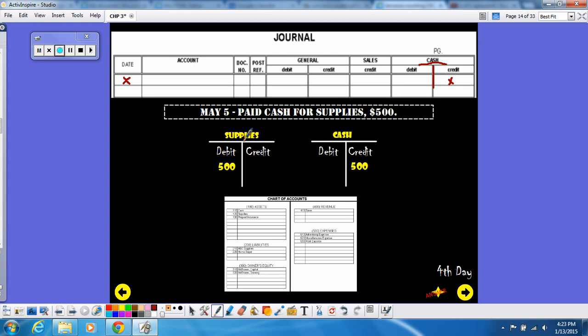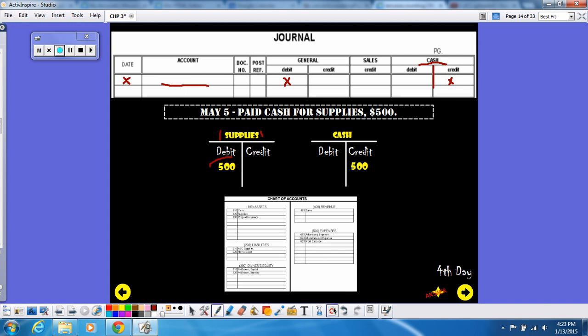Okay. Now supplies, however, it's not already up here, so the ones that are not on the journal already have to be written in the account title. So you're going to take supplies right here, and you're going to write it in this account title you find here. Okay. Now we have to take this 500 and we have to put it in the general amount columns. Okay. Now we have a general debit and a general credit. Now based on our T accounts, we learned that 500 goes on the left side or the debit side of supplies, which means in the general area, 500 will go here.